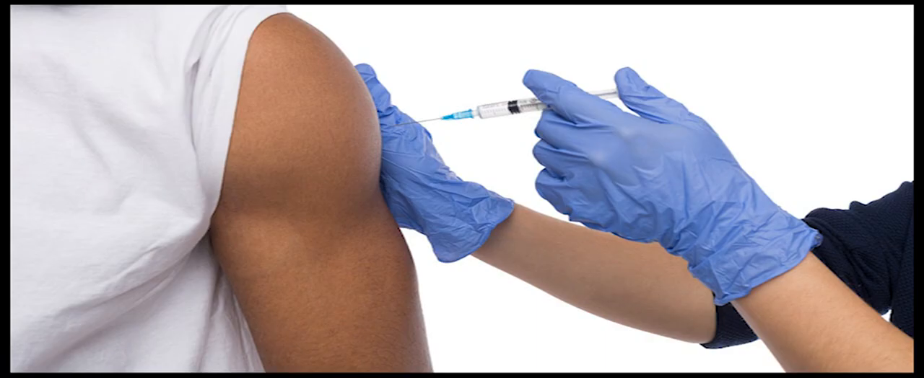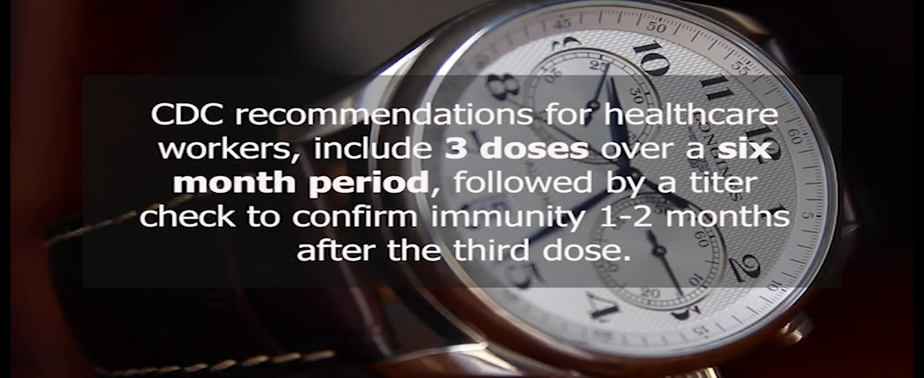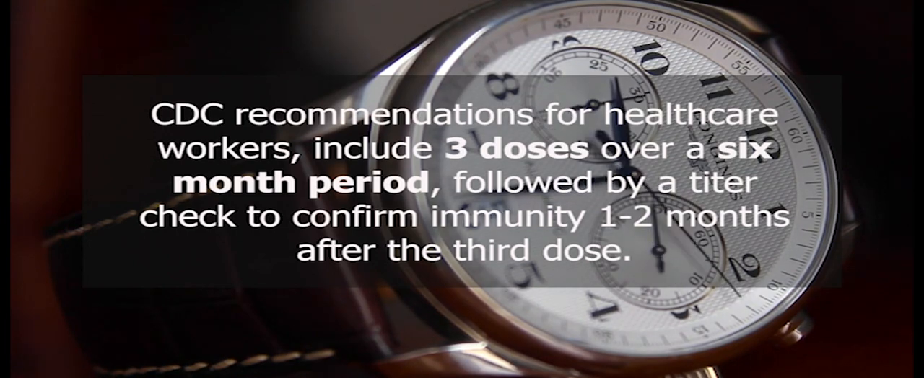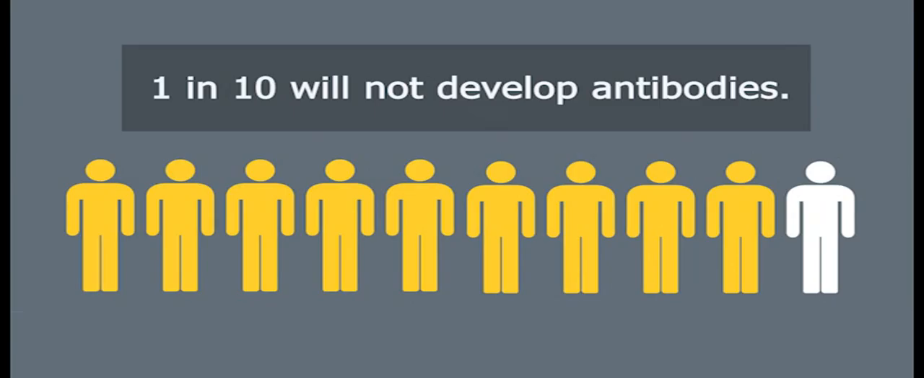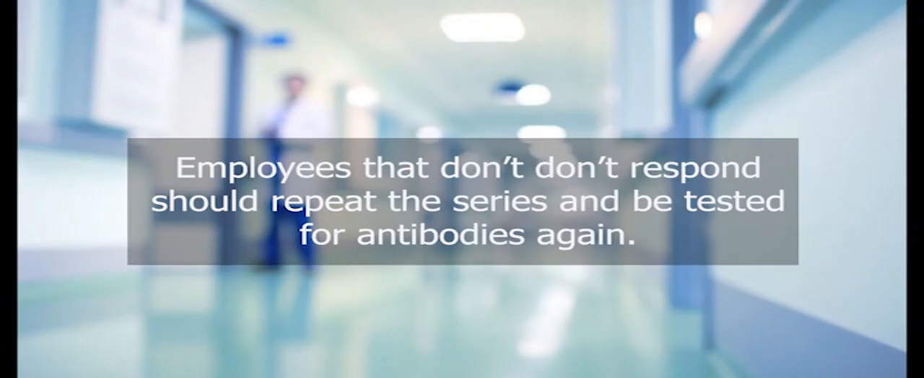The vaccination is given in the deltoid muscle in 3 doses over a 6-month period. Current CDC recommendations for healthcare workers call for a titer 1 to 2 months after the 3rd dose to confirm antibodies. The Hep B vaccination is only about 90 to 92% effective, so up to about 10% of individuals will never develop antibodies. These individuals are considered to be non-responders. Individuals that are non-responders after the first series should repeat the series of 3 again, followed by another blood test to check for antibody conversion.